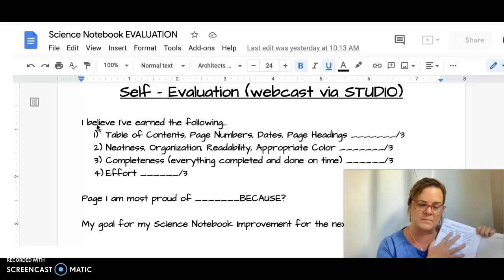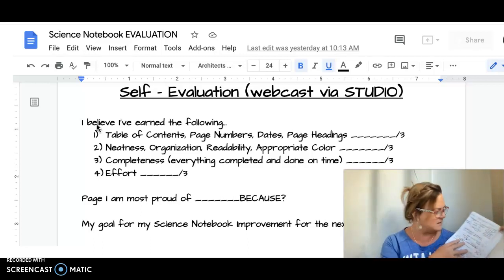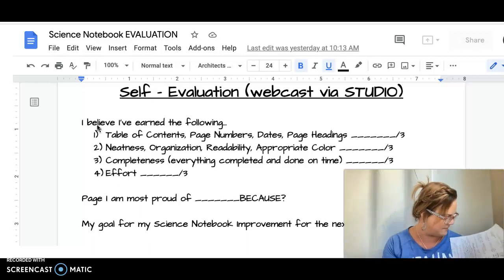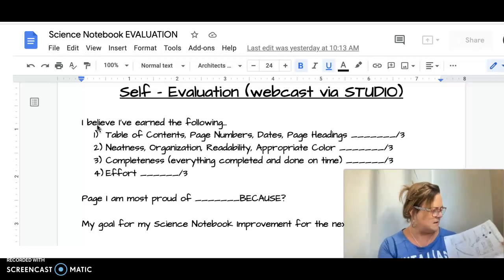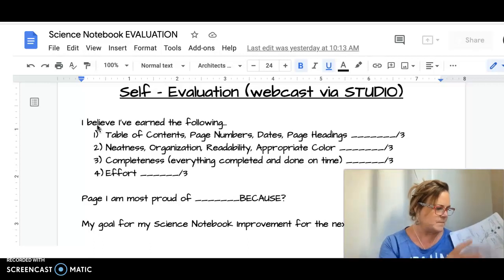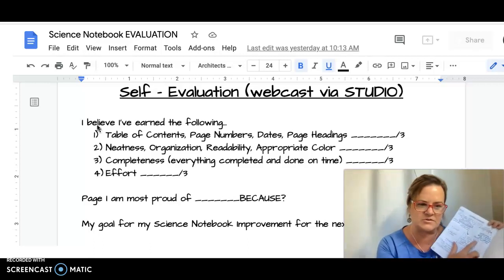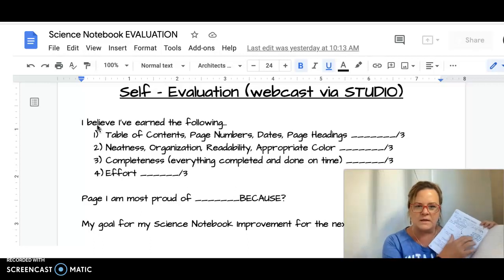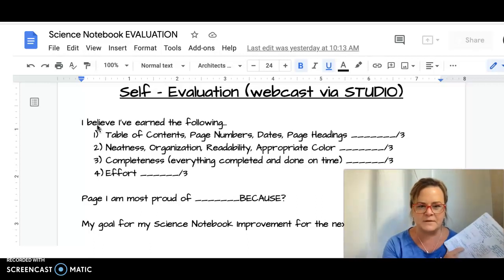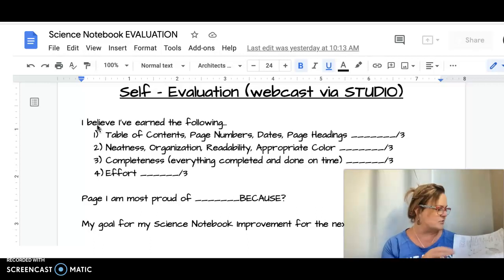All right, so I believe I've earned a 3. In neatness and organization, I think I have earned 2.5. I think that sometimes my notebook is a little scattered, and my handwriting is a little bit hard to read in places. So in terms of neatness, organization, readability, and appropriate color, I think I could have done a better job on that.